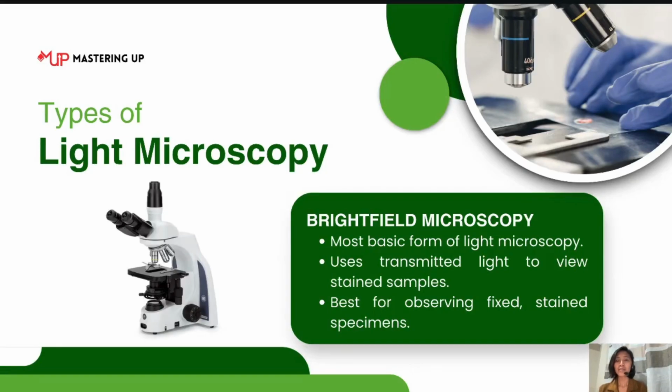There are different types of light microscopes, and they each serve a unique purpose. Brightfield microscopy is the simplest and most common. It allows us to see basic cell structures, especially after staining cells with dyes.